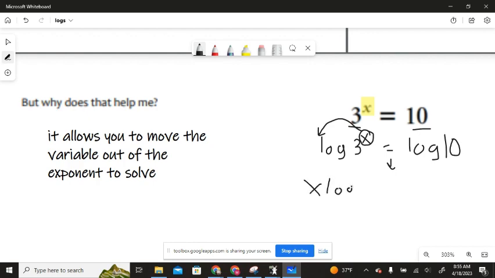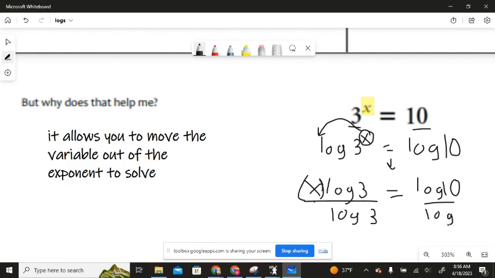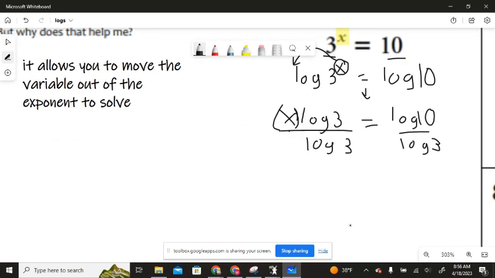Now we got log of 3. Things to note: x here, your exponent, is separate from log of 3 because these two are multiplying now. Over here, we got log of 10 as it was before. We divide both sides here by that log of 3, and that should give us x, equal to the result of this division.